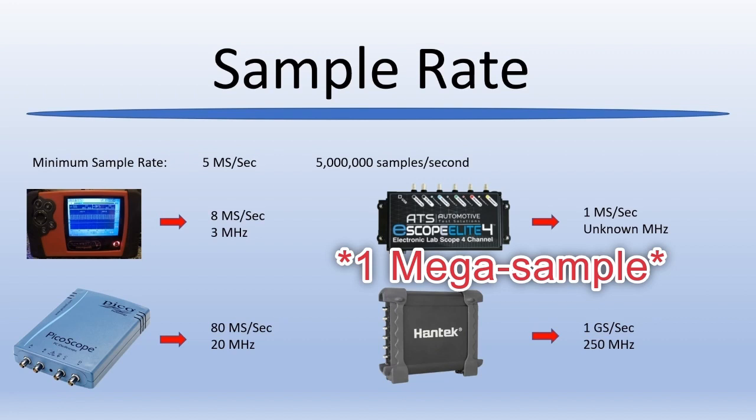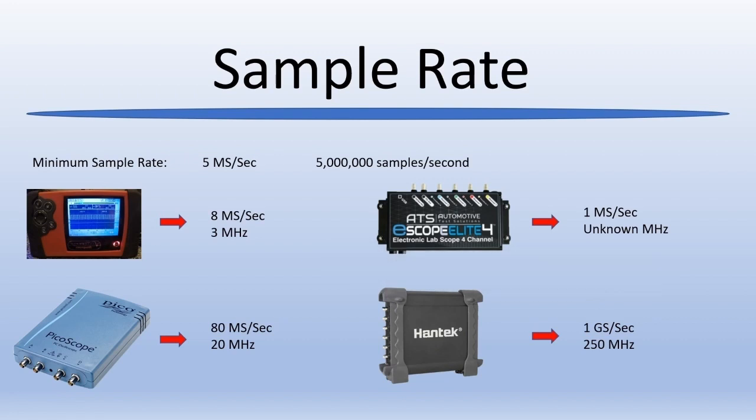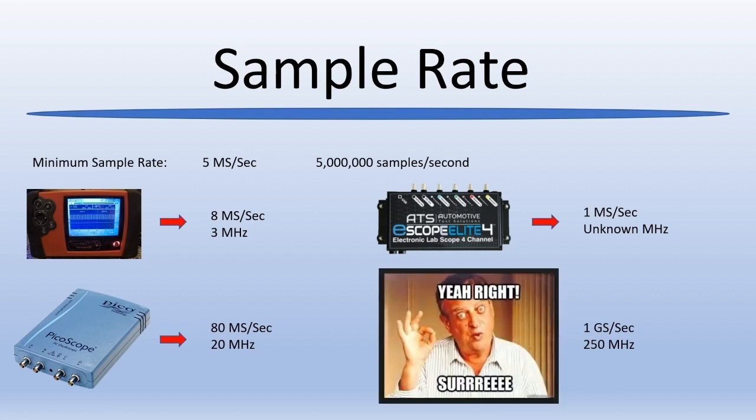The Handtech claims to have a sample rate of 1 gigasample per second and a bandwidth of 250 megahertz, but like most Chinese knockoffs, it's likely far less than that. If you've ever tested Chinese electronic equipment, they're known for greatly exaggerating their specifications, like the 18650 batteries you can get from China. They're supposed to have like 4,000 milliamp hour capacity, but when you test them, they're closer to 400 milliamp hours, not even close. So take those specs with a grain of salt.